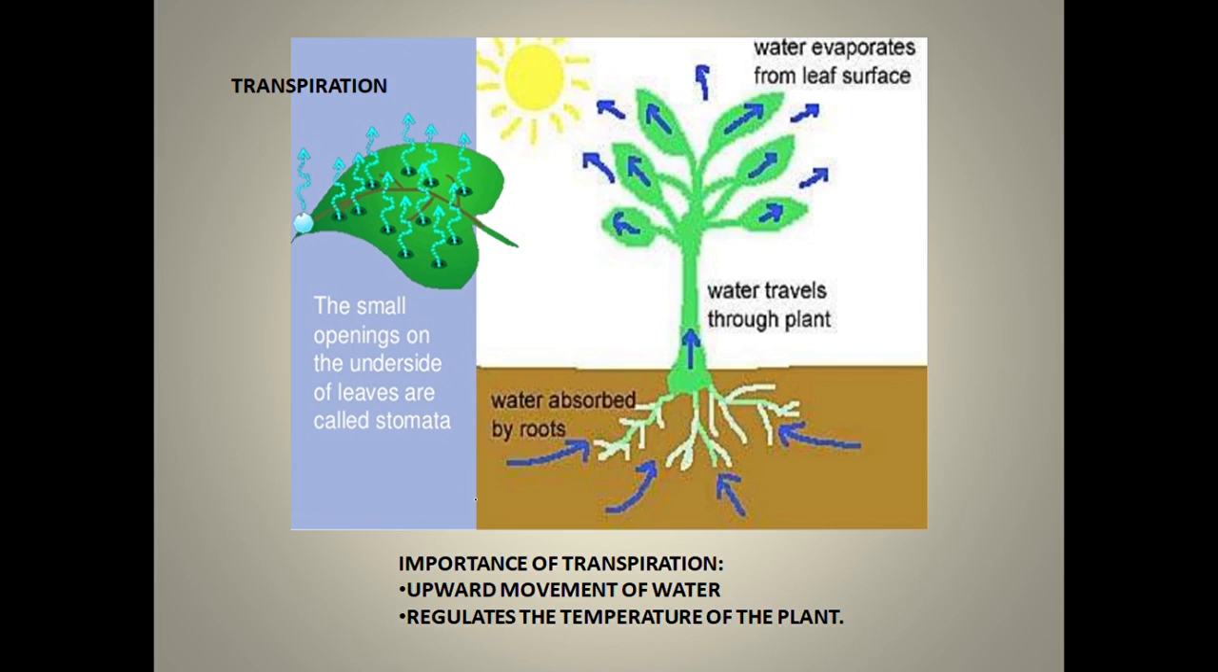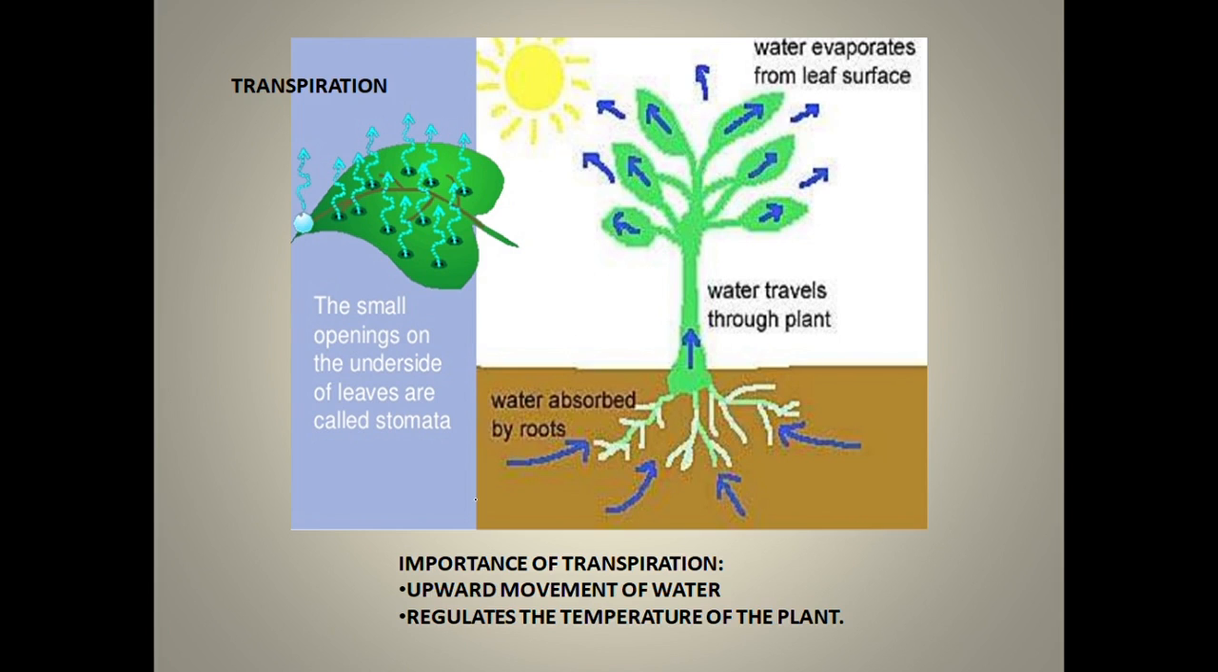So one important thing I have to ask is, which is that tissue which is helping in transportation of water in plants? I hope every one of you knows the answer. It is the xylem. So xylem basically helps in the transportation of water.